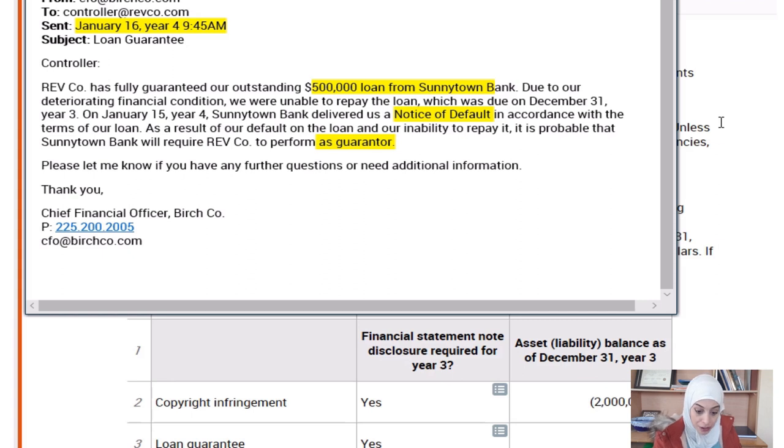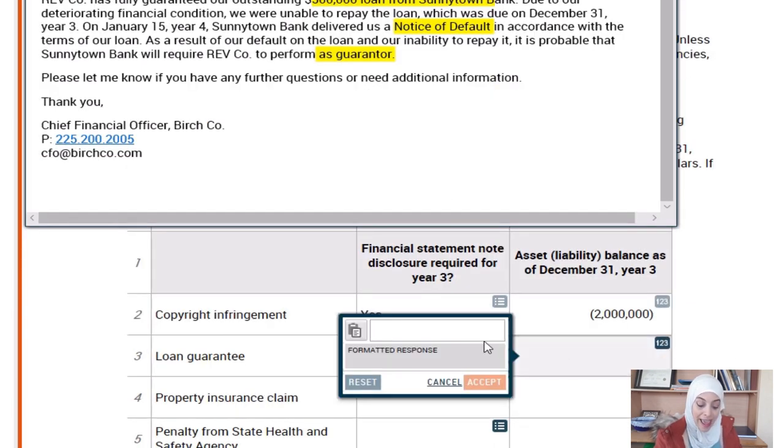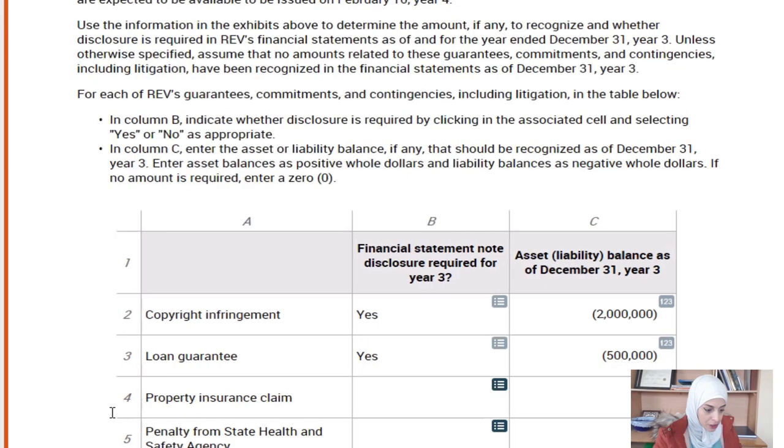And as we see here in the emails, it's probable that the bank will require RIF to perform as a guarantor, and it's already guaranteeing the amount, which is $500,000. So you just go here and record the $500,000, which is a liability as of December 31, year three. Remember always to put the minus because it's a liability, and put $500,000. So let's see the next question here.